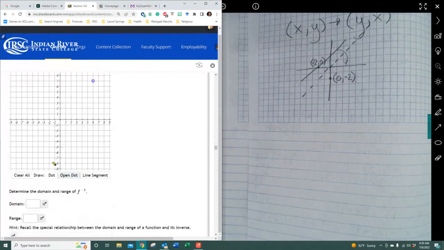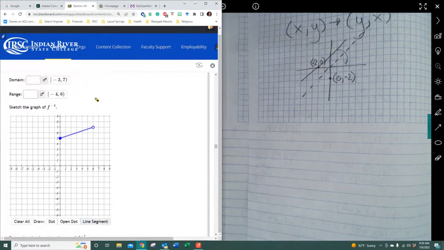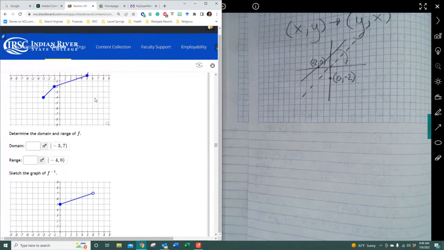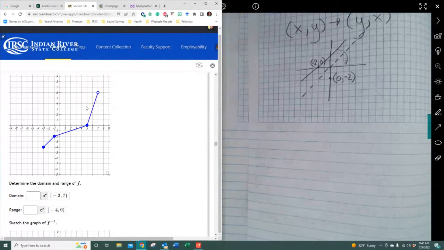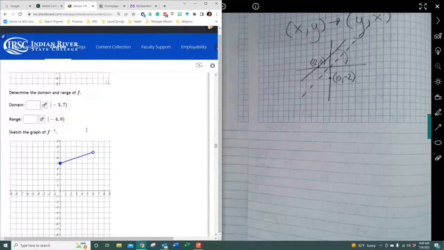Then you put a closed dot at the value here, and you draw a line segment from here to here. That's pretty simple. And then you do the same thing for the next part, remembering all you have to do is switch X and Y. Slowing it down a little bit, don't go as fast as I'm going. I just want you to make sure you understand that all you're doing is switching points.